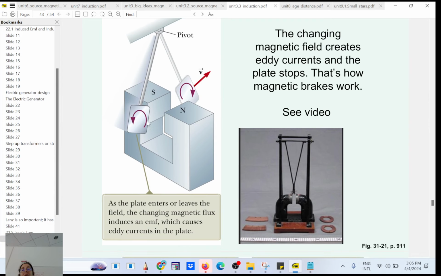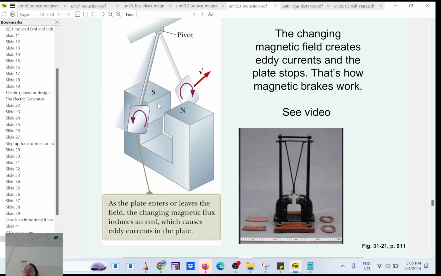So you have something called magnetic brake. Let's say you have a pendulum. When it enters the magnetic field, the change in the field lines poking through this pendulum is going to change. And this is called eddy current. So these are induced currents that will oppose the change in magnetic field lines poking through. And the result is that it's going to slow down.